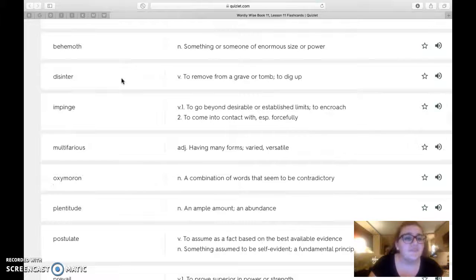Okay. So, disinter. Disinter means to remove from a grave or tomb, to dig up. So, I have a sentence here. The CSI guy had to disinter the body in order to find evidence of murder. So, basically, they had to remove them from the grave and dig up the body parts and the insides.